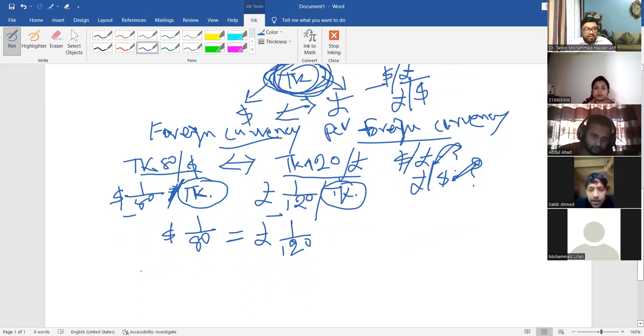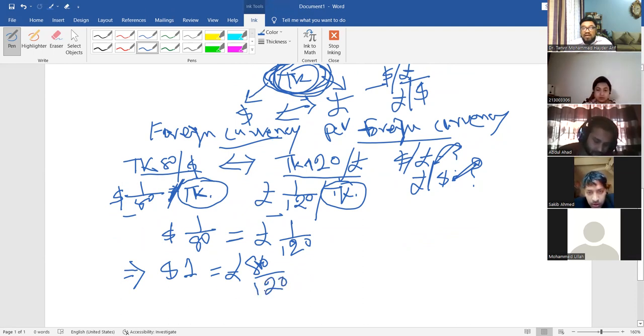Now, follow me. What can we write? Dollar 1 equals to, what will happen? 80 divided by 120. Is it all right? Can you remember the mathematics? Can we explain how 80 by 120? You see that this 80 is here. If you transfer it to the right-hand side, it will automatically move to the upper side.